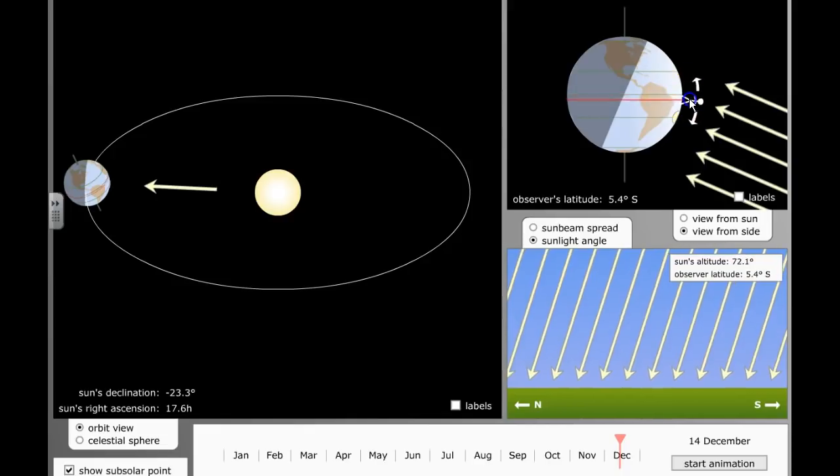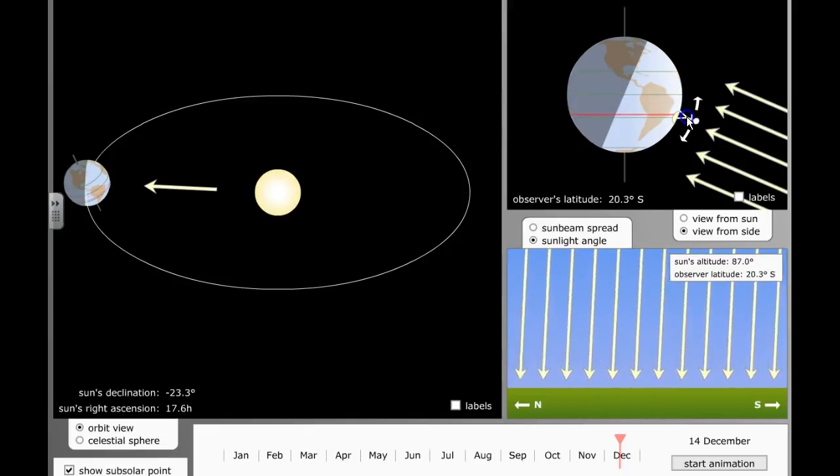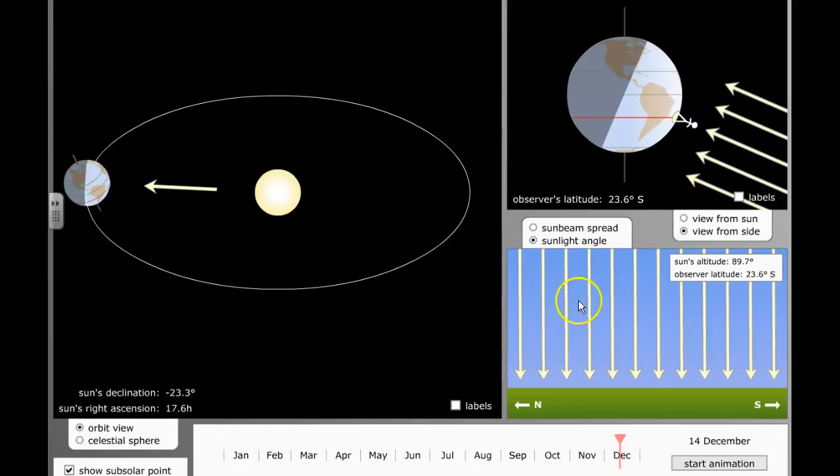So I'm going to move him because he wants to be warm. Down here, there we go, 23.5 degrees south.